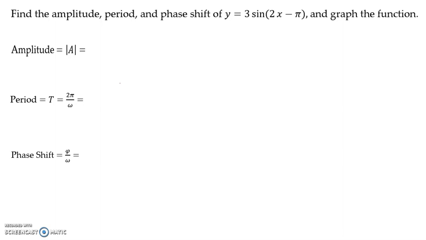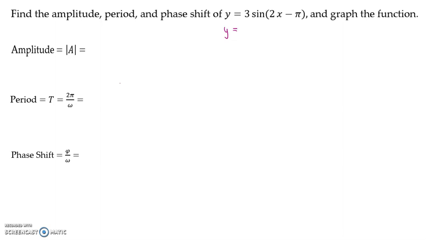Let's take a look at this question. We want to find the amplitude, the period, and the phase shift of the function y equals 3 times sine of the quantity 2x minus pi. We also want to take a look at the graph of this function. So let's make some notes here regarding our formula.